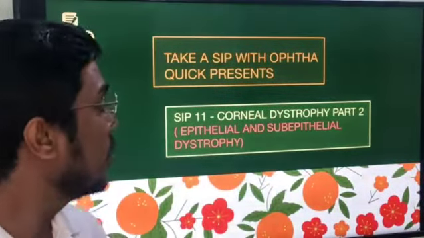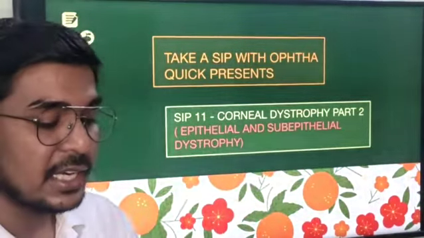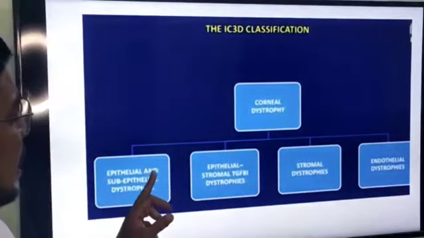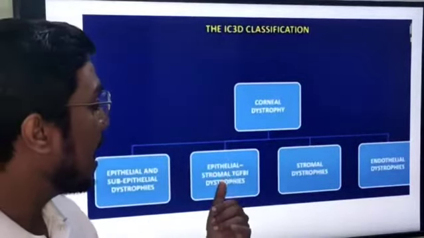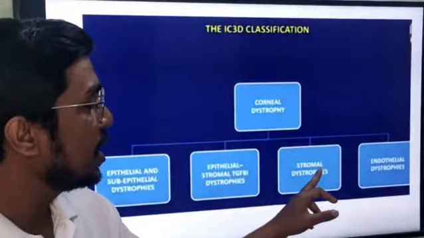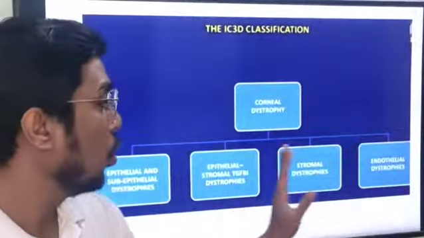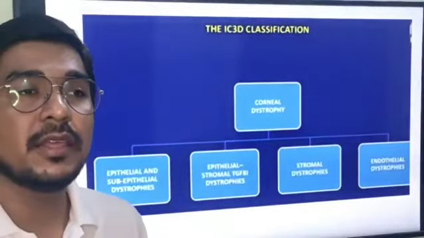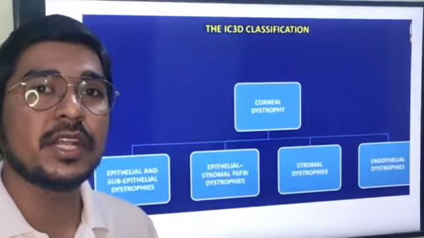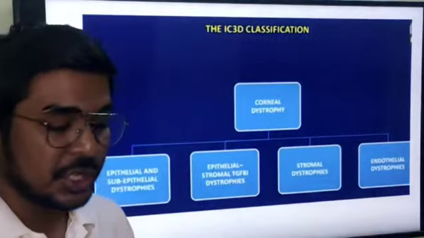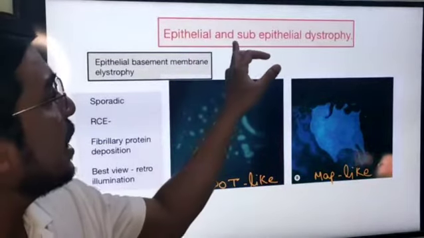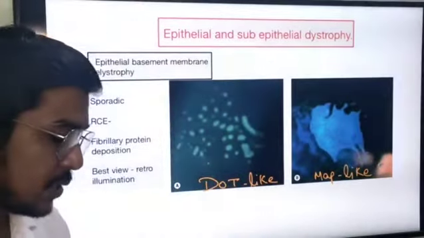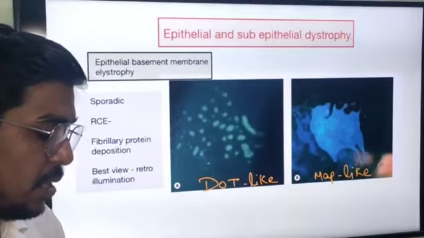Now, coming to the epithelial and subepithelial dystrophy, let's see first. According to IC3D, the classification is: epithelial and subepithelial dystrophies, epithelial and stromal TGF beta 1 dystrophies, stromal dystrophies and endothelial dystrophies. In this SIP we will discuss only the epithelial and subepithelial dystrophies, and only the relevant types, because there are so many types. The most important of the epithelial and subepithelial dystrophies is the epithelial basement membrane dystrophy.